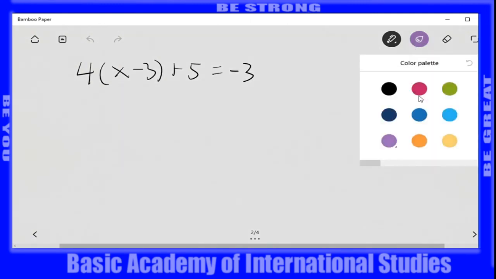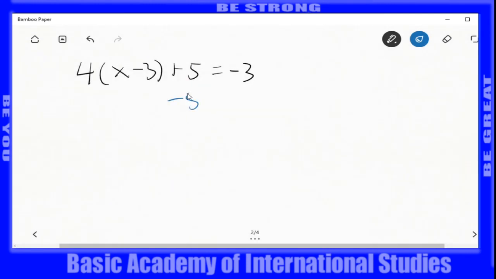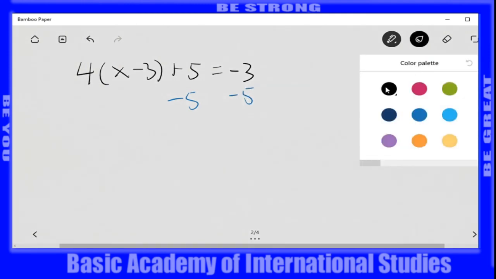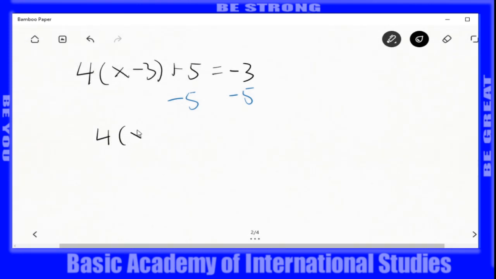So I'm going to go ahead and get rid of 5. Remember, our goal is to do the opposite, and the opposite of addition is subtraction. This process of doing the opposite is what is called performing the inverse operation. And this will give us 4 times the quantity of x minus 3 equals negative 8.